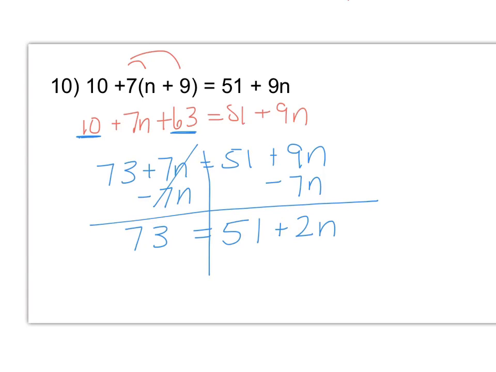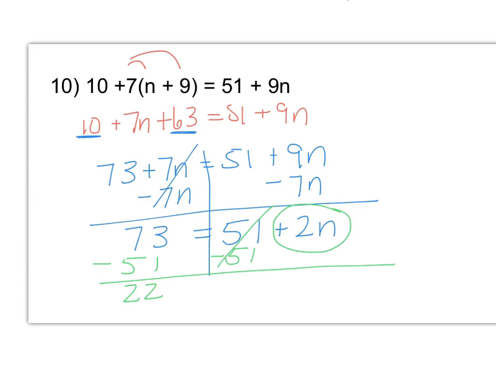In my next step, I need to get this 2n by itself, so I've got to subtract this 51. I have to get it out of there. And if I do it to the right side, I've got to do it to the left side. Always balance your equation. So now I'm going to do my math. 73 take away 51 is 22. These guys cancel out. I'm left with 2n on the other side.